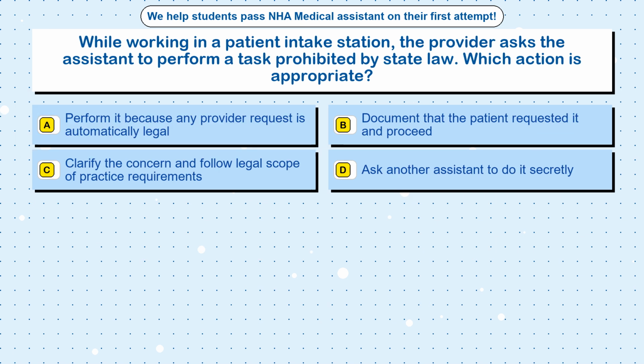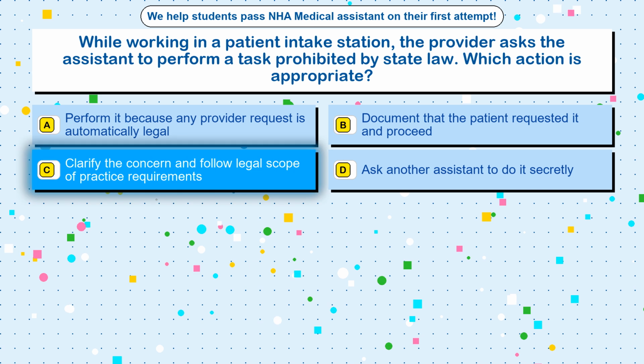Question 34. While working in a patient intake station, the provider asks the assistant to perform a task prohibited by state law. Which action is appropriate? Option A, perform it because any provider request is automatically legal. Option B, document that the patient requested it and proceed. Option C, clarify the concern and follow legal scope of practice requirements. Option D, ask another assistant to do it secretly. The correct answer is option C, clarify the concern and follow legal scope of practice requirements.